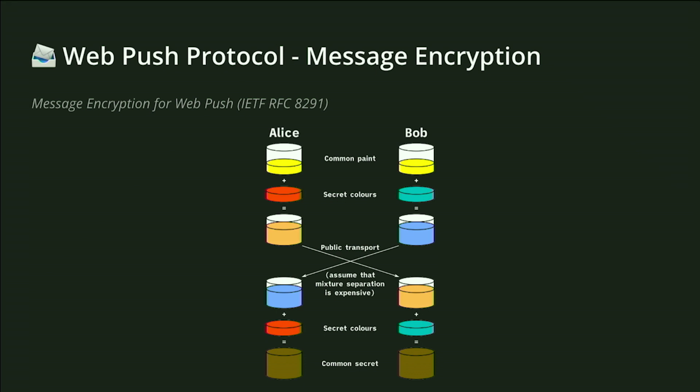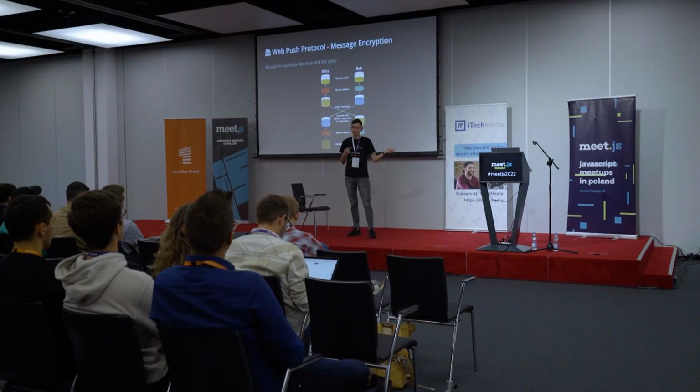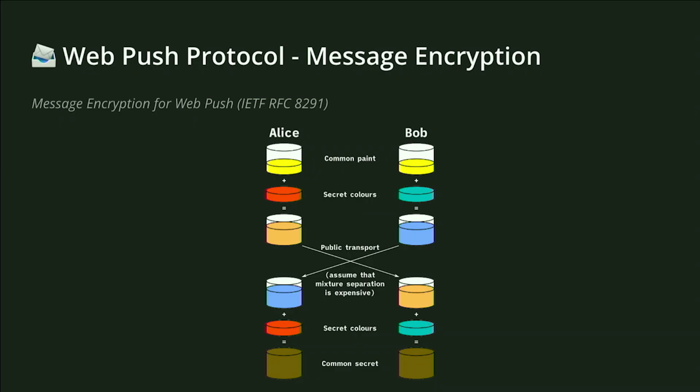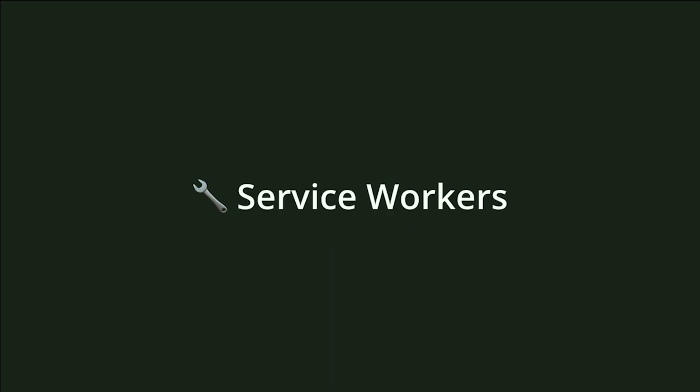Then we exchange them. And on the other side, when we combine this public exchanged information with our secret information, it looks like we will get the same color at the end, this brown color. And this is this generated secret used for encryption. As you can see, we never exchange the secret colors, so the information is secured.